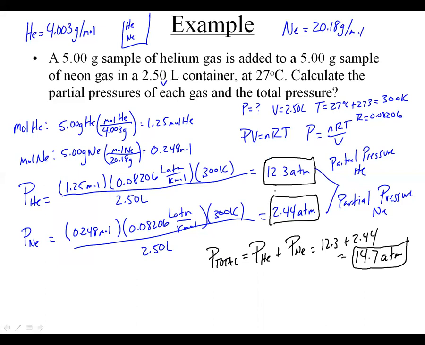Any questions on where any of those numbers came from? Any reason why?